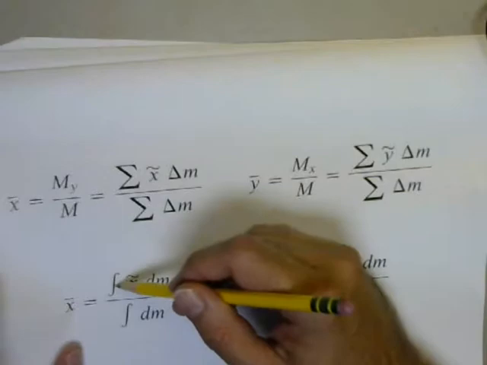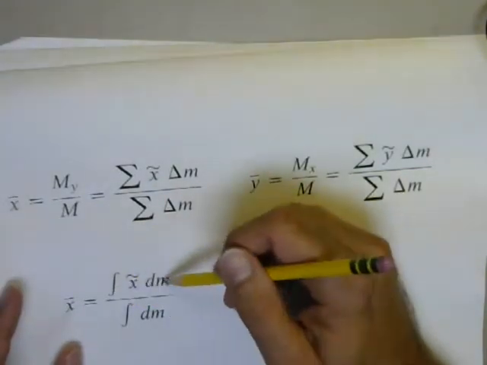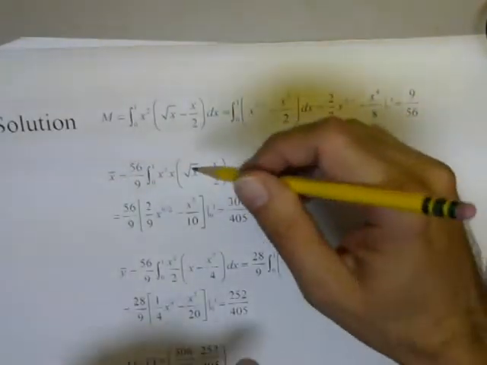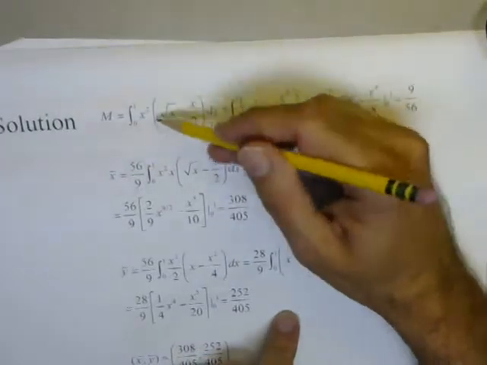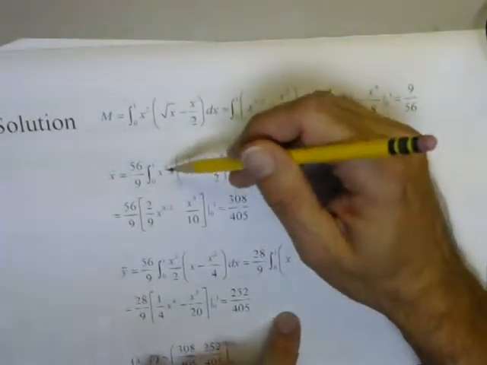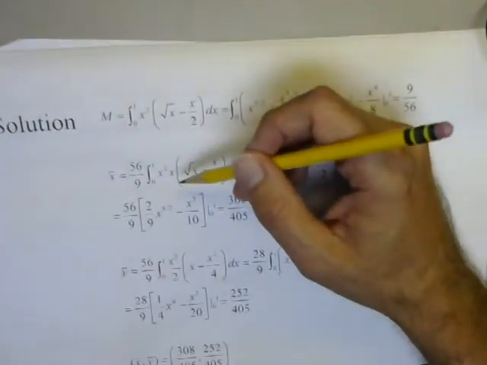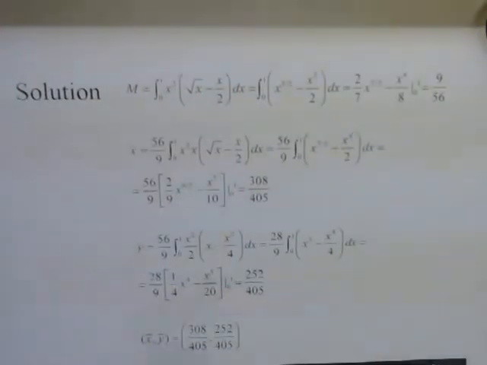So the moment in this case will be the integral of x tilde dm, right? So we basically need our mass computation that we had up here, but then we need to multiply it times the length of the lever arm in the direction we're looking for.